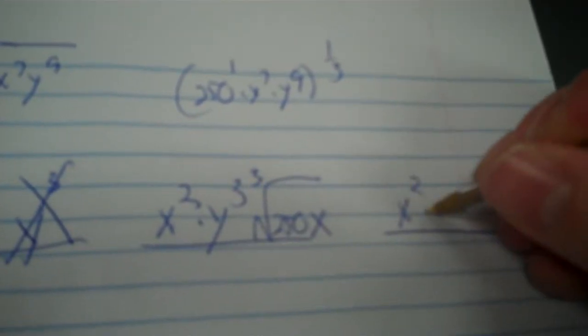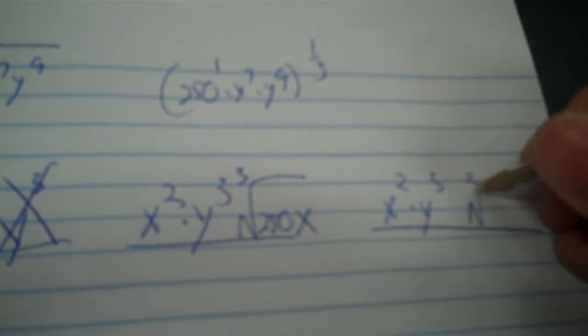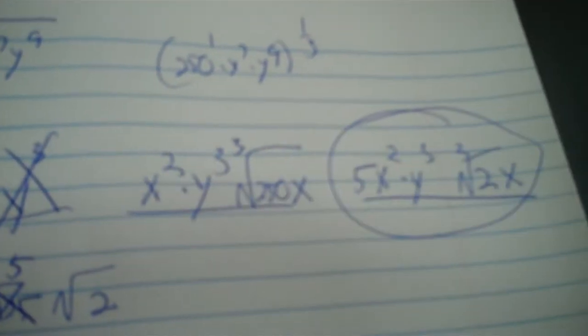So we've got x squared, y cubed, and then the radical of 250x, but then I need to see if I can simplify the cubed root of 250. You can, because it divides by 125. 125 and 2. So 5 in front, 2 right there.